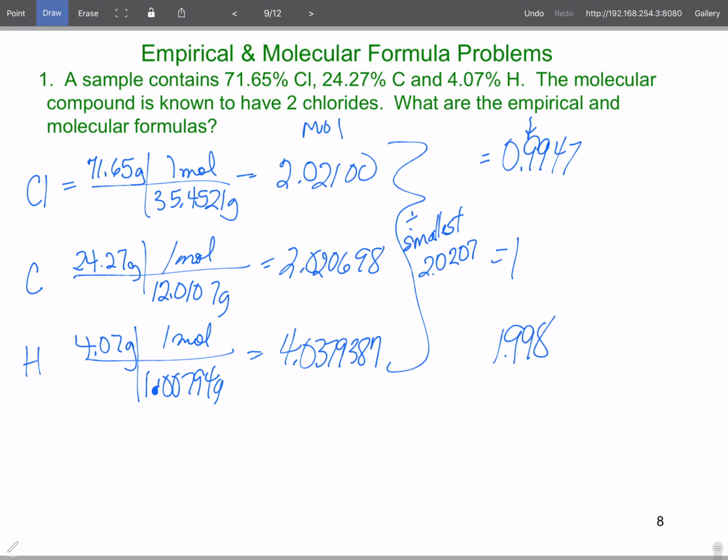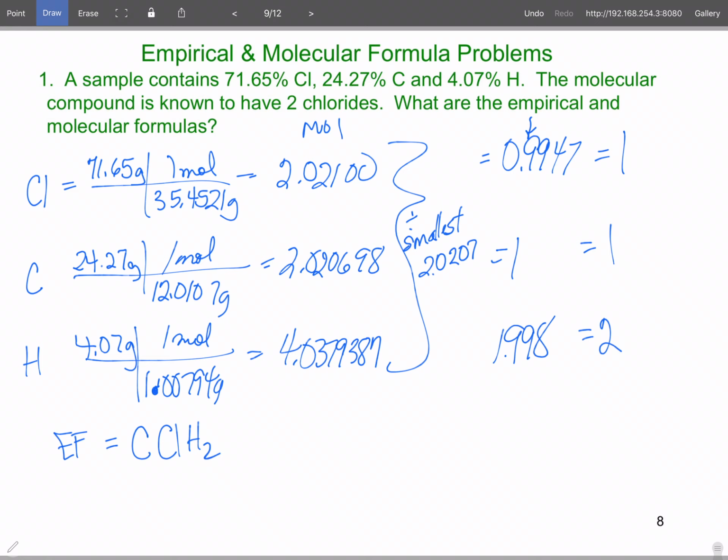So we have a 9 here. We actually kind of don't look at the number behind it. That's 1. This is 1, and this is 2. So we've reached our whole number ratio. That means our empirical formula is equal to 1 carbon, 1 chlorine, and 2 hydrogens. Now, does it matter what order you put them in? No. You could put H2CCl. You could do CCH2Cl, whichever one floats your boat.